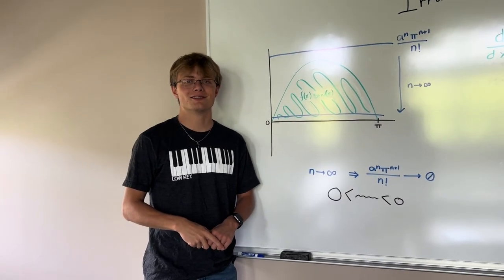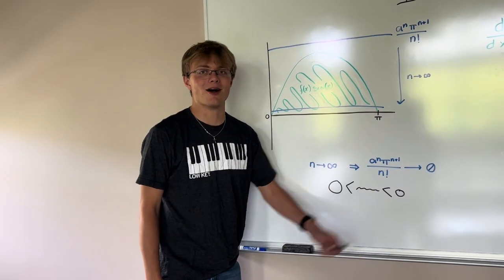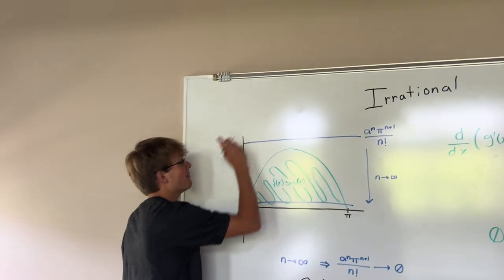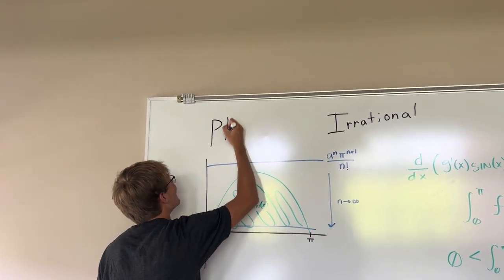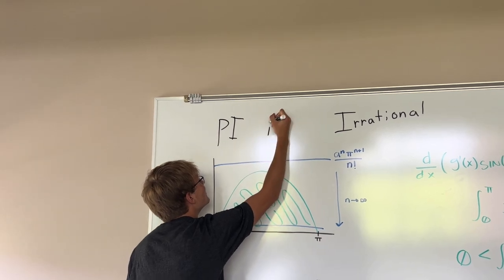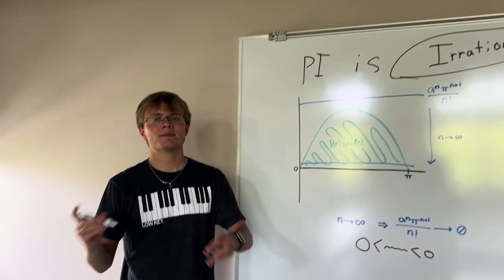Because it makes 0 sense that 0 is less than something less than 0, this means that by contradiction, pi is irrational.